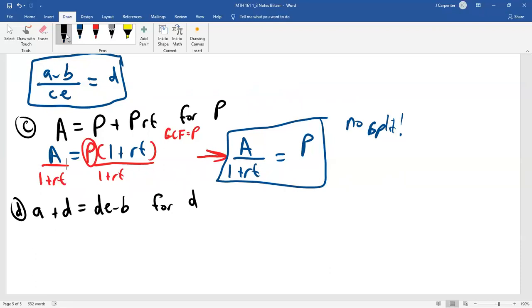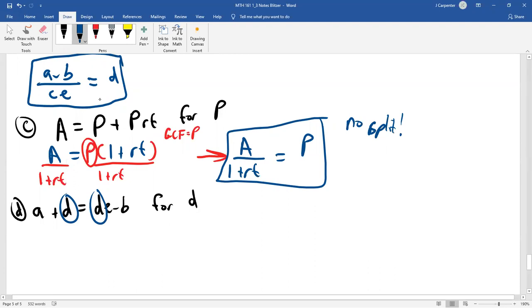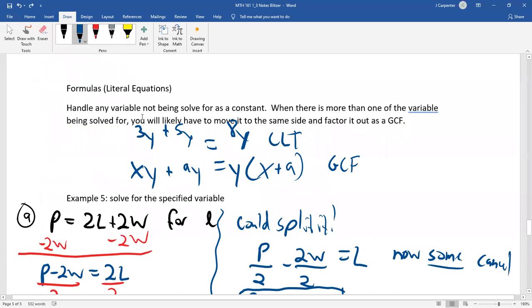This problem's a little more involved because there's a D here and there's a D here. There's two of them. So we're going to have to apply that same principle we did in the last one, but before we can even do that, there's a problem. We said we need that variable on the same side. These D's are on opposite sides of the equals.